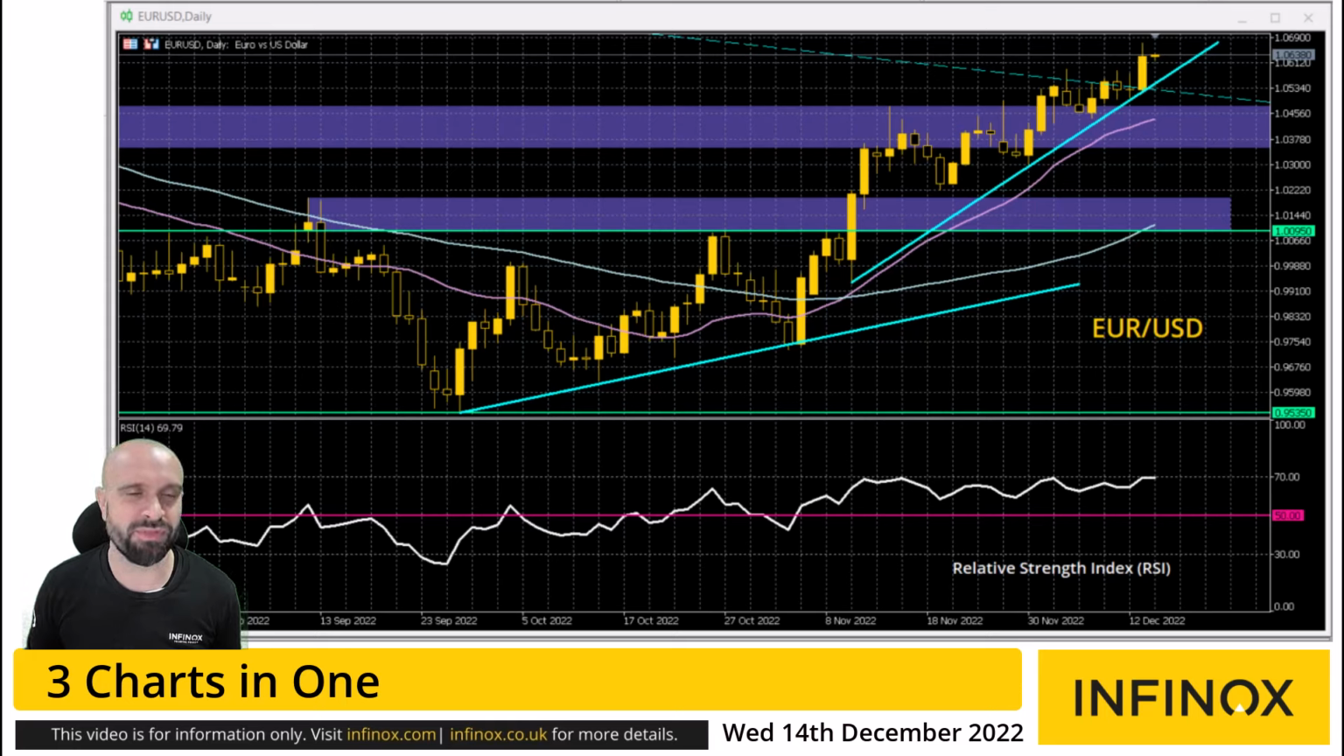So straight into it with this euro dollar chart. Well, what we saw was this CPI for the US coming in lower than expected. That has again meant that expectations of a less hawkish Federal Reserve has just exploded once more, and we saw the dollar selling off quite sharply. We saw that move yesterday.